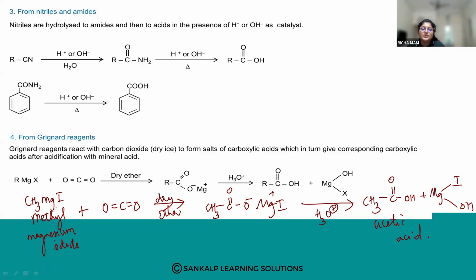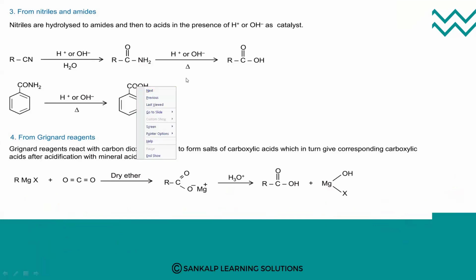So these are the steps. When methyl magnesium iodide reacts with dry ice in dry ether, I'm going to get a salt of carboxylate, right? This carboxylate salt on further acid hydrolysis will give acetic acid. Very, very important. The Grignard reagent is a very, very important question. Okay, let us go for the next one.